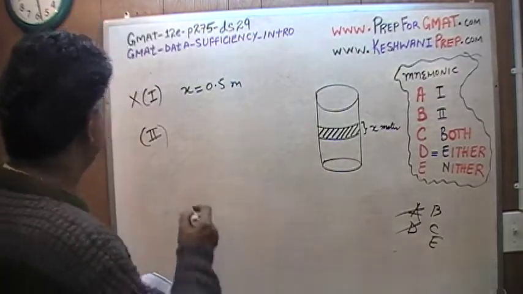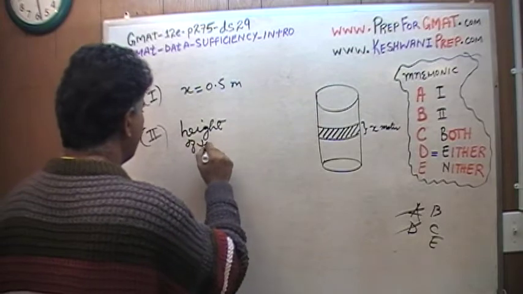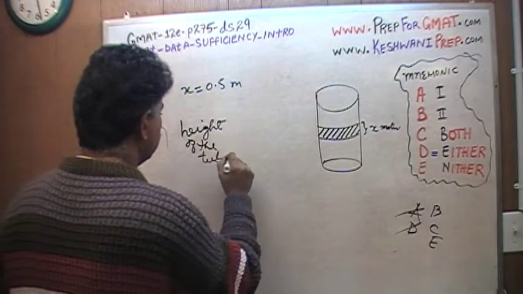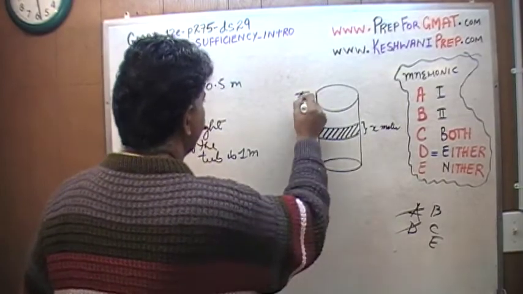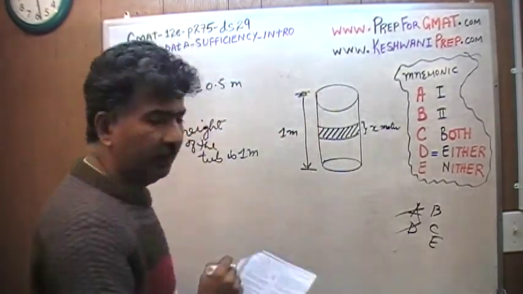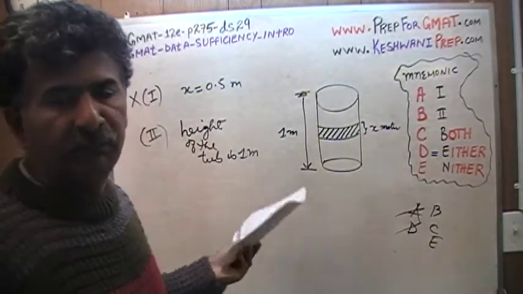Bloody hell. The height of the tub is 1 meter. Well, how is it going to help us figure out how wide open the circle is? It's not going to tell us the circumference of the circle.